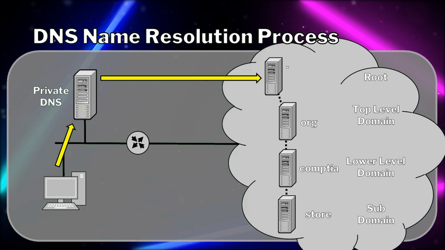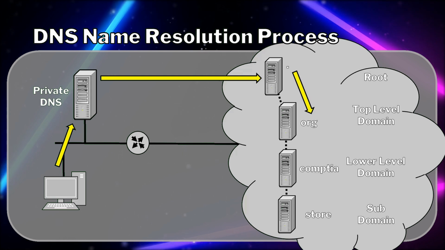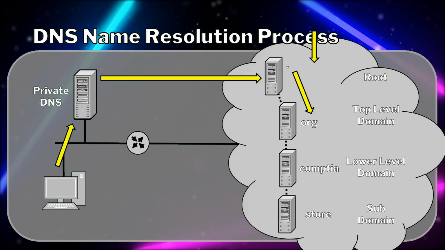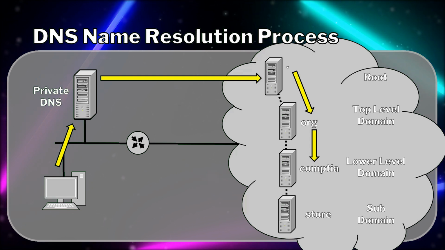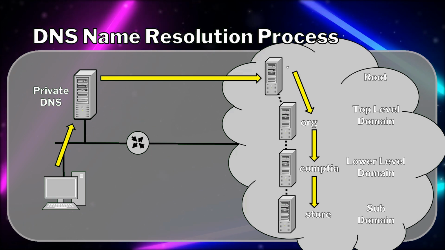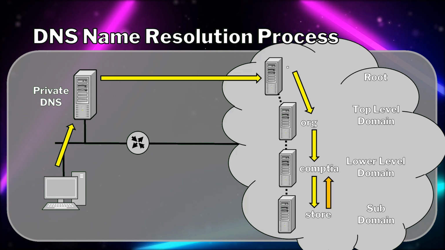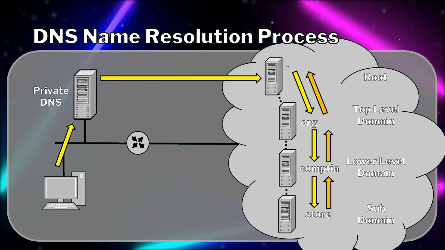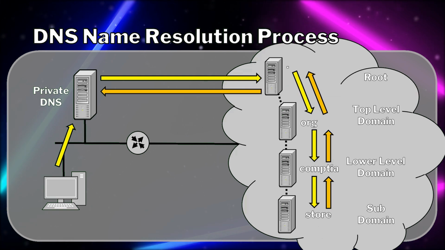And then the root DNS server doesn't know about store.comptia.org, but it does know about .org. So it sends the request to the .org DNS server, which does know about CompTIA. And CompTIA's authoritative DNS server knows about the store.comptia.org domain. And that will have the record needed for that customer. And now the response that contains the IP address of that server can start making its way back up, and then to the private DNS server, where the client gets their response from their DNS server.